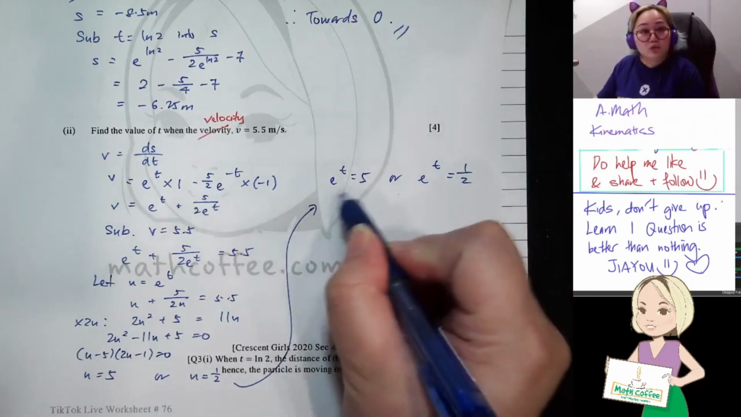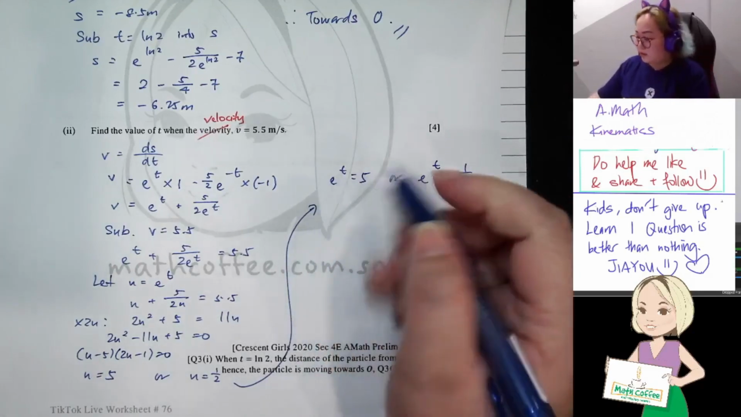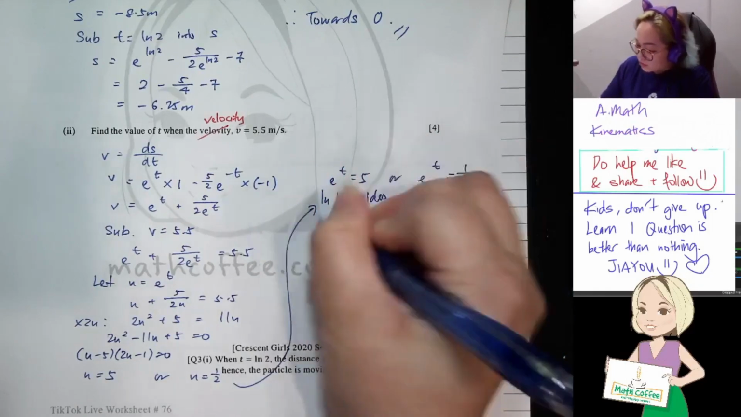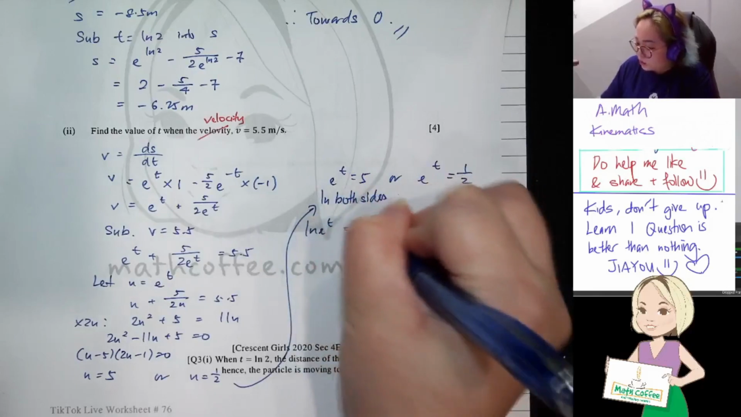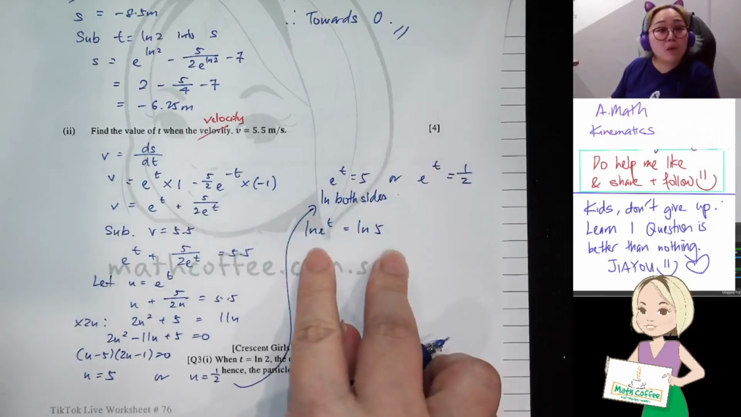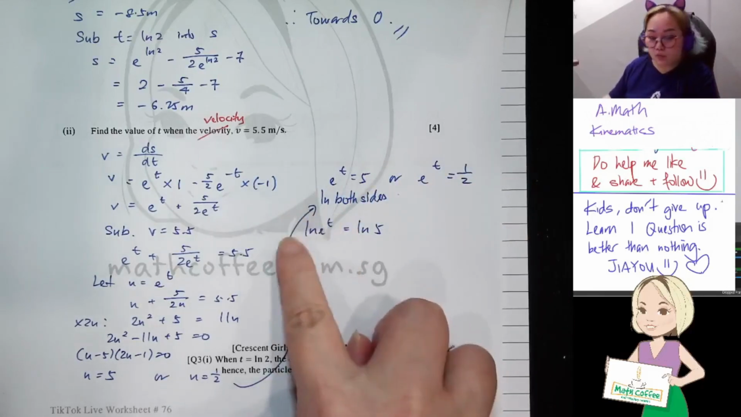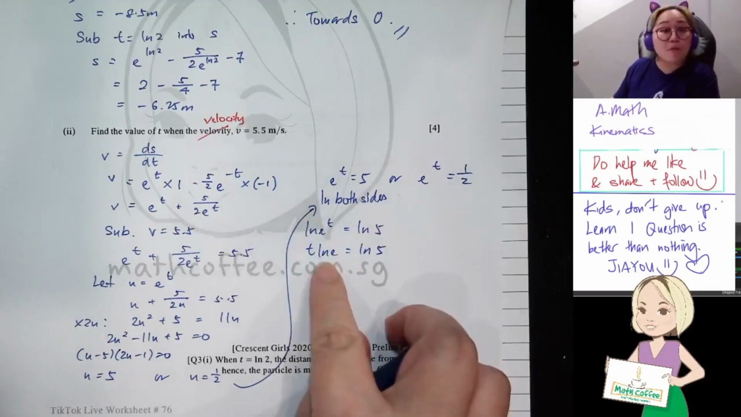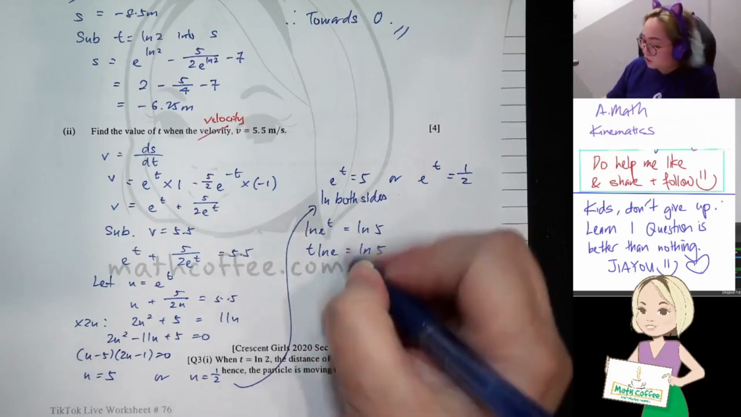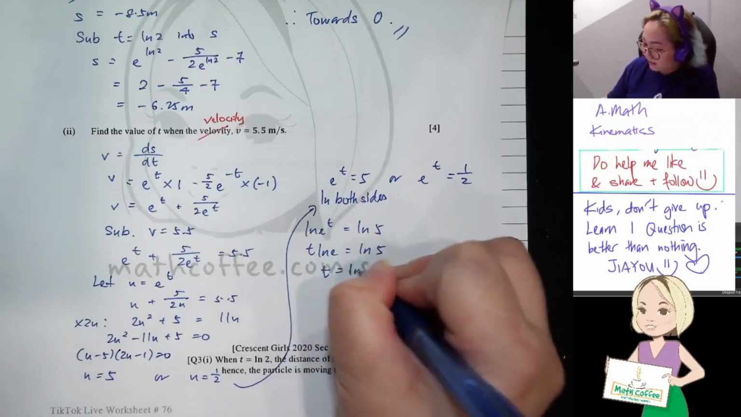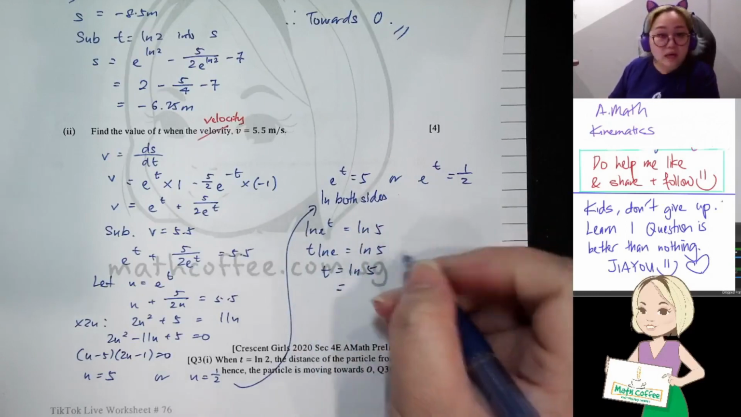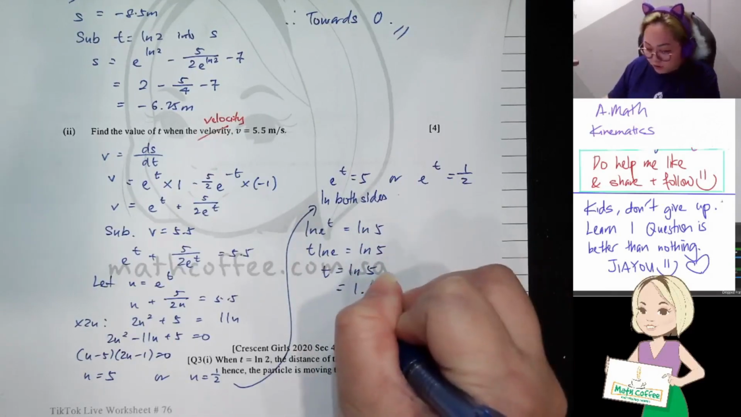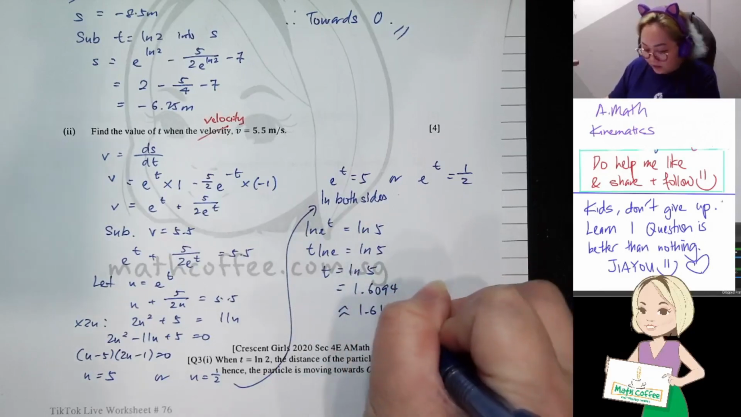Okay, so now to solve this, I need to ln both sides. So it becomes ln e^t = ln 5. The power law tells me that I need to bring the t down. So it becomes t ln e = ln 5. And you must know that ln e is 1. So my t equals ln 5. Put it as 3 SF, so it's 1.6094, which rounds off to 1.61 seconds.